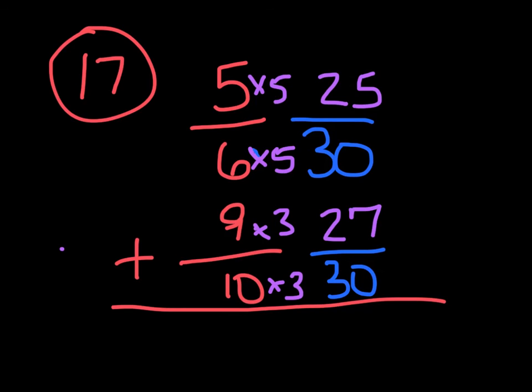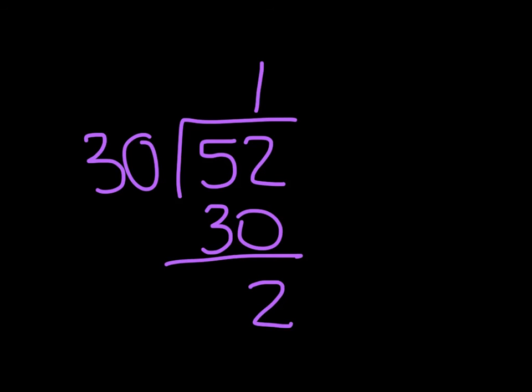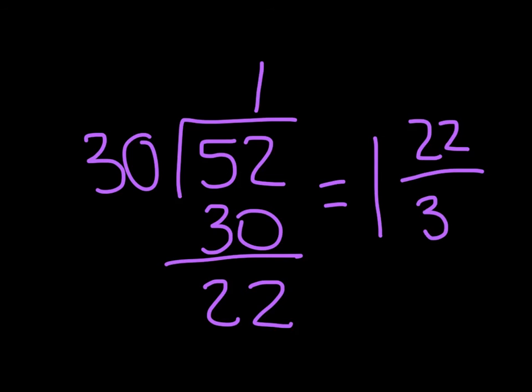Add those two together, gives me 52 over 30. Of course, we're going to divide that to change it to a mixed number. All right, so 30 can go into 52 one time. Leaves me with 22, so my answer is 1 and 22 over 30.